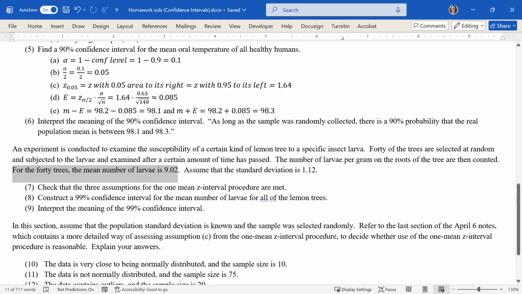Would you guys like to have this job where you go out and dig up tree roots and check how many bug larvae are on them? Sounds kind of fun to me.